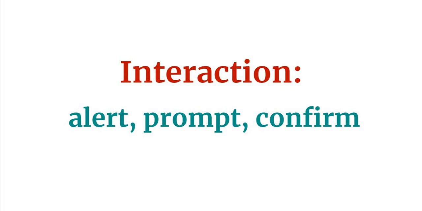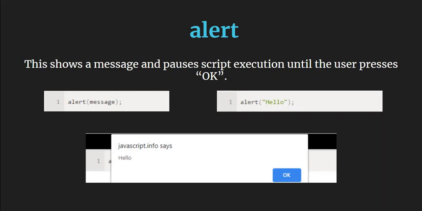Now how do JavaScript engines or JavaScript commands interact with the user? There are three main options, that is alert, prompt and confirm, right? So let us check what is an alert. This shows a message and pauses script execution until the user presses OK. Whenever you use this JavaScript command, this alert message will be shown in your web browser.